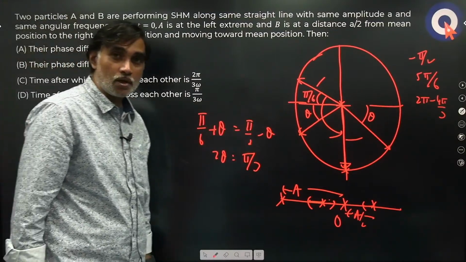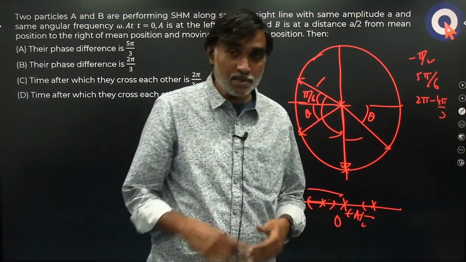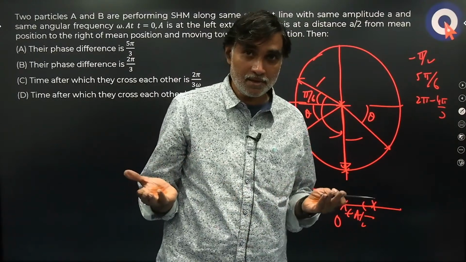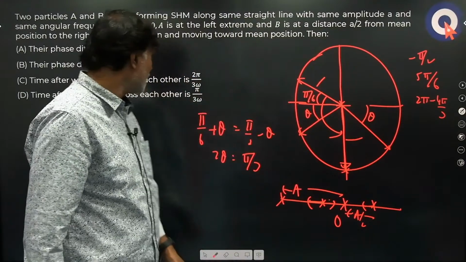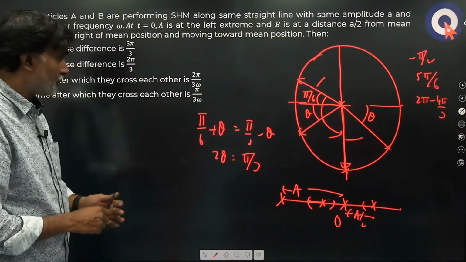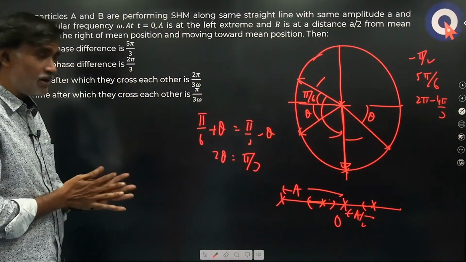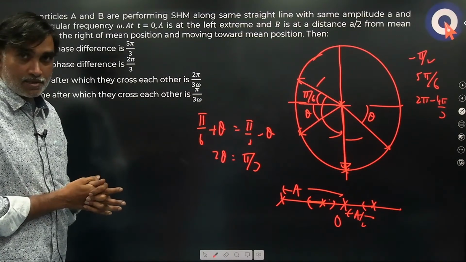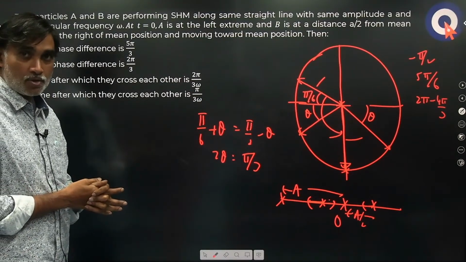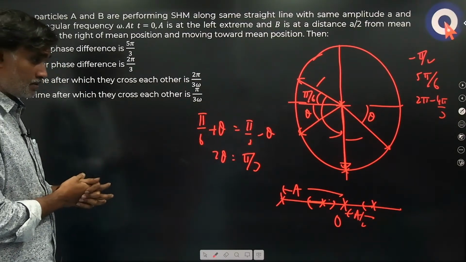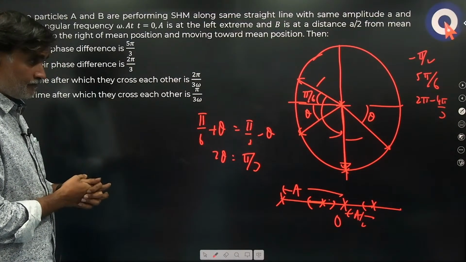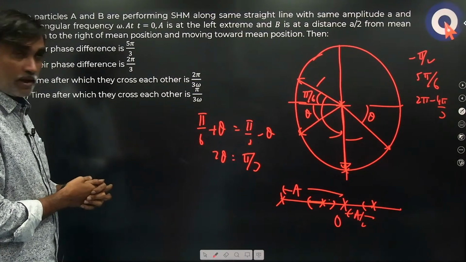Pi by 3 means what? 60 degrees. Means if 360 degrees is capital T, 60 degrees is 1/6, so we get capital T by 6. Okay, in terms of omega only they have given, so you can find it. Capital T by 6. But what is capital T? 2 pi by omega. So 2 pi by 6 omega, or pi by 3 omega. Okay, so that is the question.